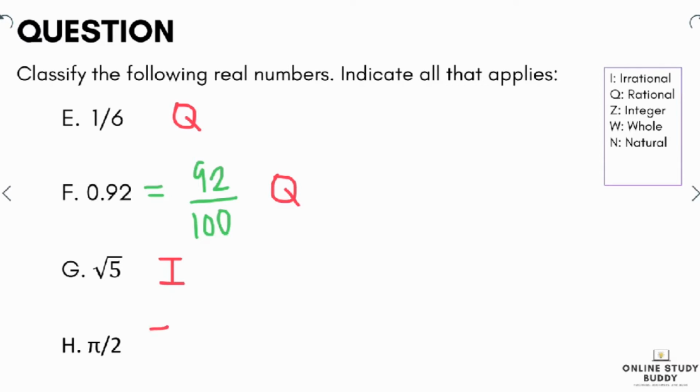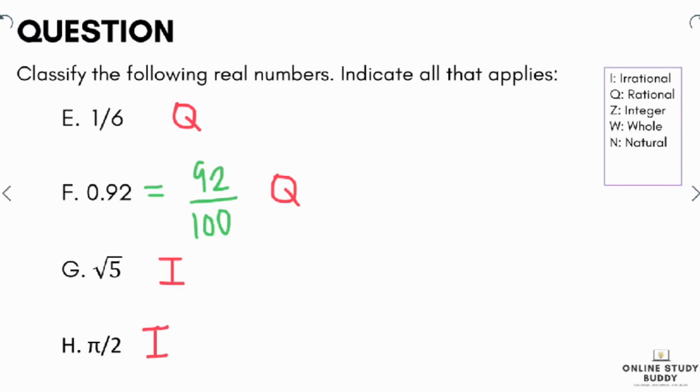Lastly, we have pi over 2. I hope you don't confuse this as a rational number since it is in fraction form. Let us remember that pi is a non-repeating and non-terminating number. So if we divide it by 2, it will still be non-repeating and non-terminating. Therefore, pi over 2 is an irrational number.